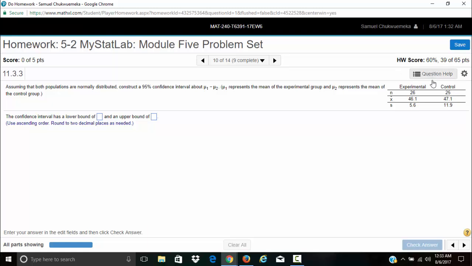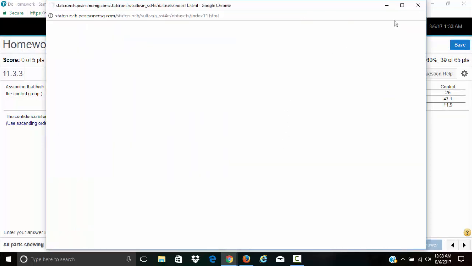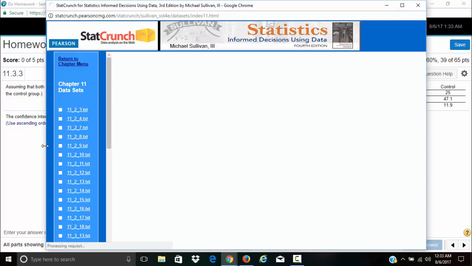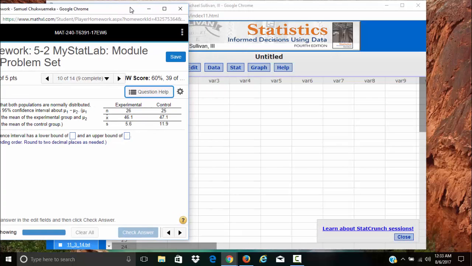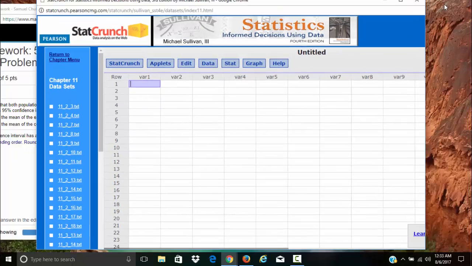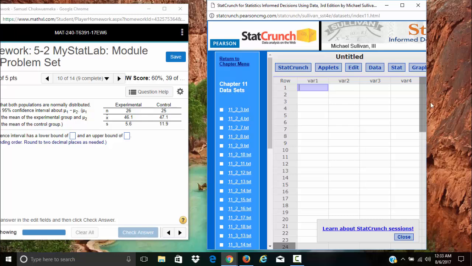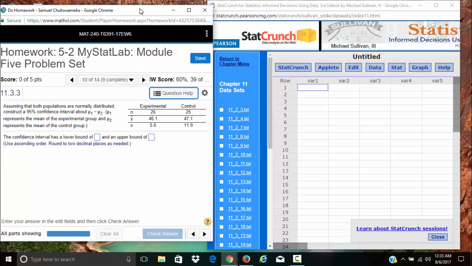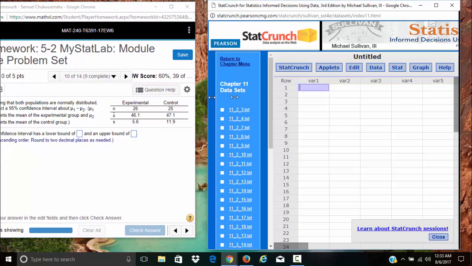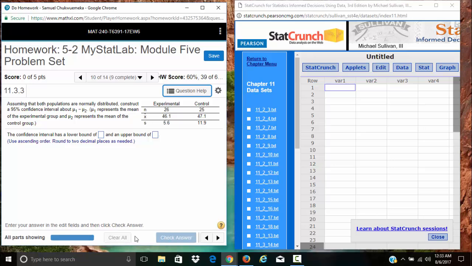So we're gonna get the StatCrunch. We really wanna minimize, make sure we see this side by side. Okay, I hope this is really making sense to you. Yeah, I really hope so.